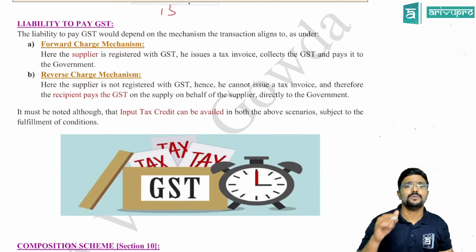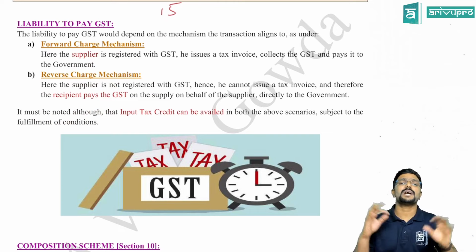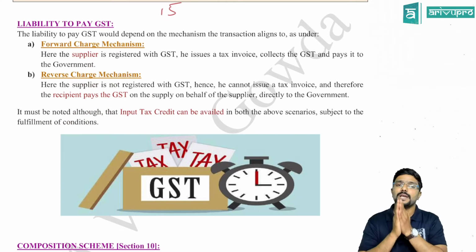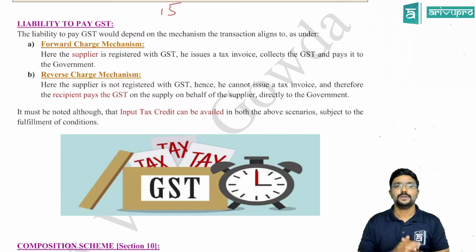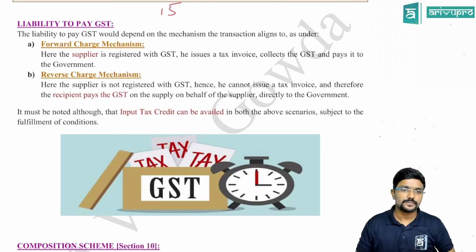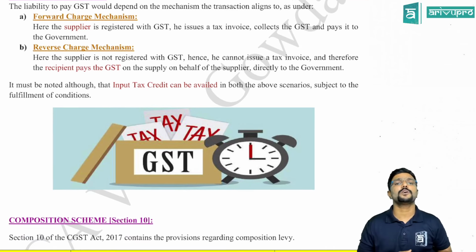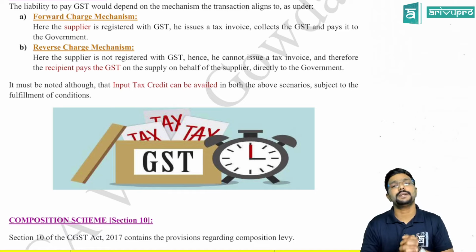Liability to pay GST. Who will pay GST? Under GST, in the majority of cases, forward charge mechanism would be applicable, where the supplier is liable to pay GST. So liability is on the supplier, but can he collect it from the recipient and give it to the government? Yes. Can the recipient claim ITC of this? Yes, subject to conditions. Then coming to reverse charge mechanism. As per section 9(3) and 9(4), the government has notified certain cases where RCM is applicable. In case of RCM, the recipient is liable to pay tax.